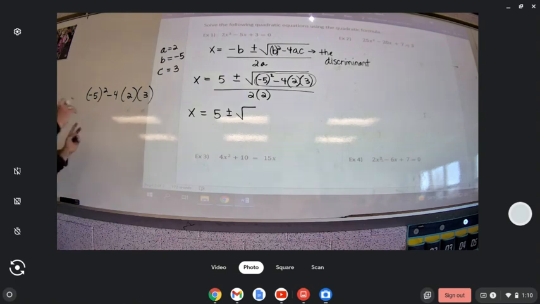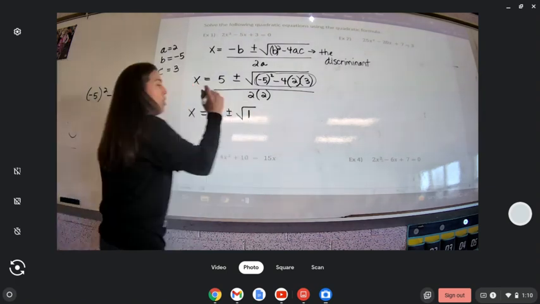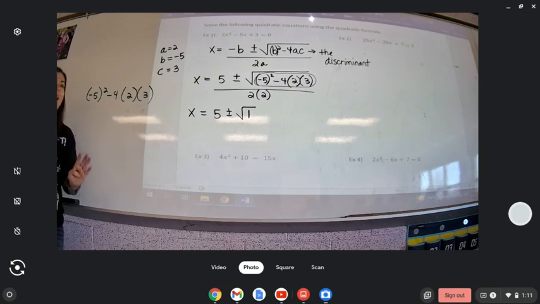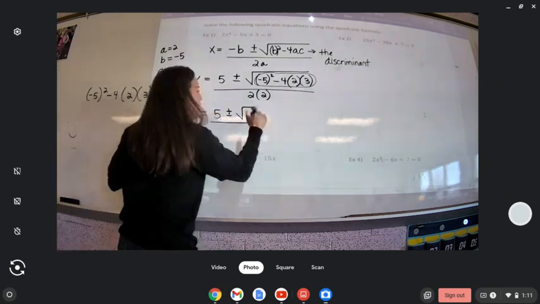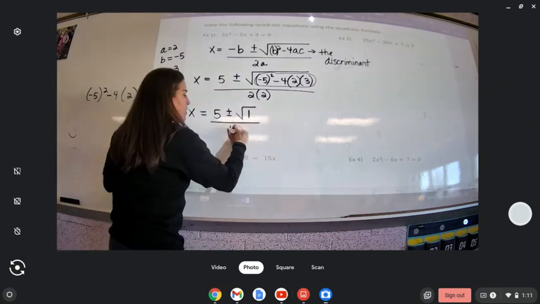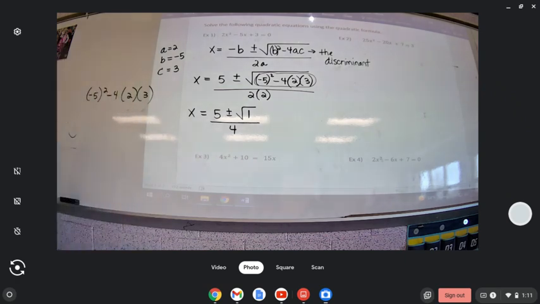It's 1. So that means you will be taking the square root of 1. That's what we have right now. And then it's going to be divided by 2 times 2. So that's what I think you should do every time. Just find out what b squared minus 4ac becomes. Then we'll tackle the whole square rooting thing.